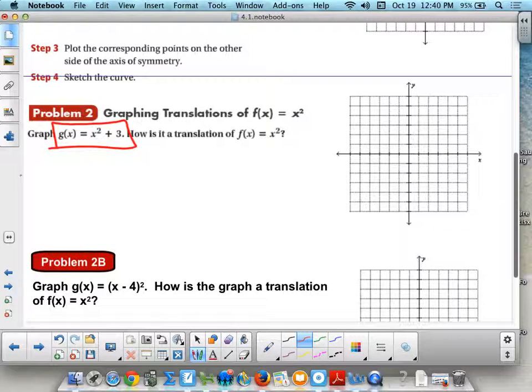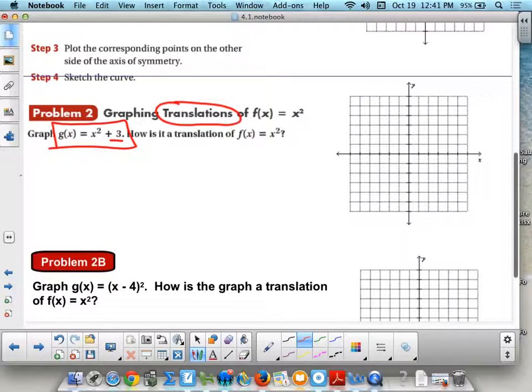And now think of your translations. Do you remember what happens to the parent graph if you just put a plus 3 on the backside? Left 3? Who wants left? Okay, we got 2 people that want left. No, it's up. Who wants right? I feel like it's up. Who wants up? Who wants down? Oh, some of you didn't even vote.